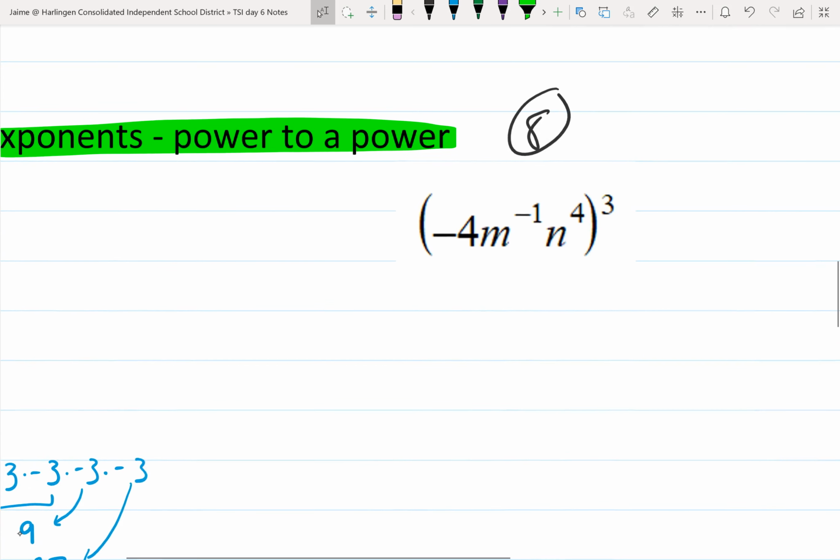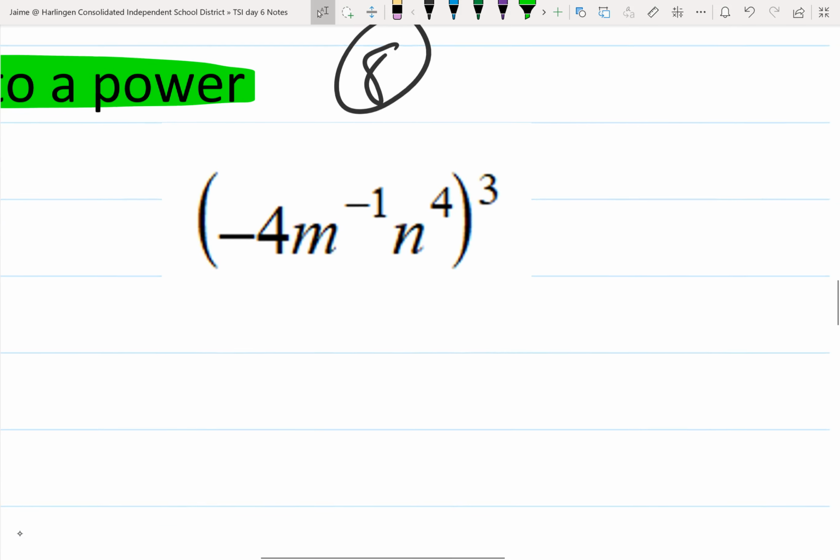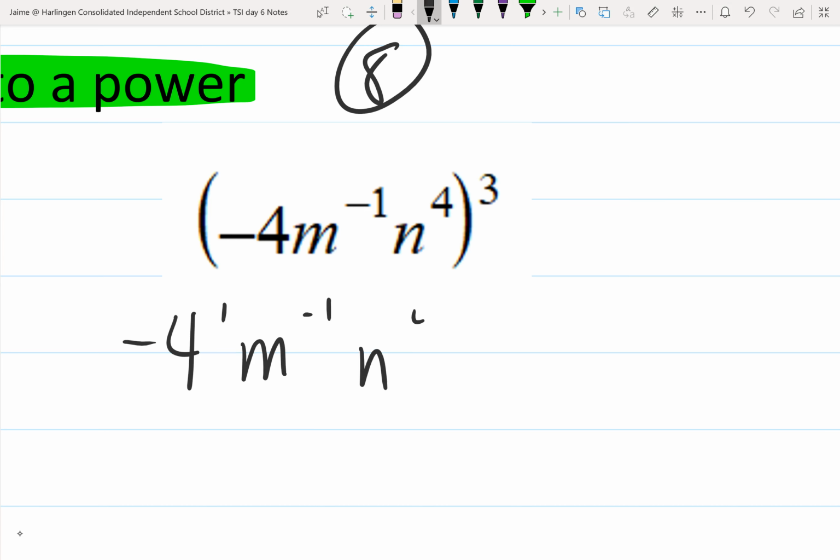Let's try another one. A little more complex, of course. Number 8. So I have a negative 4 to the 1 power, m to the negative 1 power, and the n to the 4th power, all of that to the 3rd power. And what do you do when you have a power to a power? You multiply. So it's going to be 1 times the 3 that's on the outside, this negative 1 times 3, and this 4 times 3.